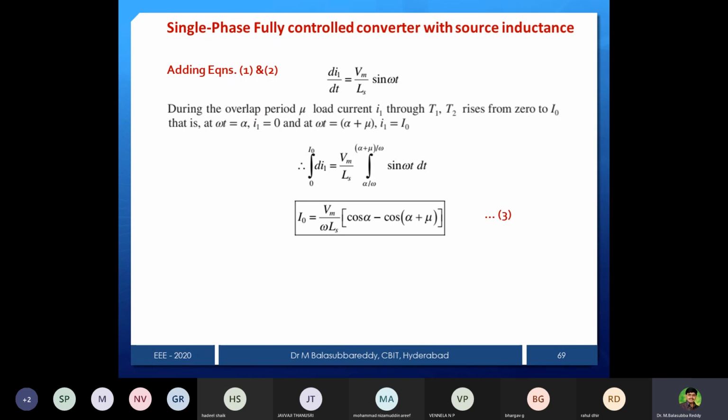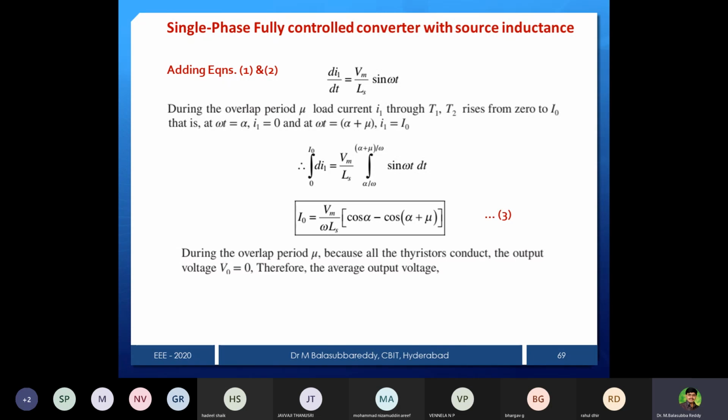Now similarly, you derive the expression for average output voltage also. So how can I find that? During the overlap period, you can see that all the thyristors conduct, then the output voltage will be 0. So then what is the average output voltage? Limits are changed. Whereas in the earlier case, in the RL load alone, it started at alpha, ended at pi plus alpha, and output is Vm sin omega t. So that is the case of only RL load. If I consider only RL load, that will be the average expression case.